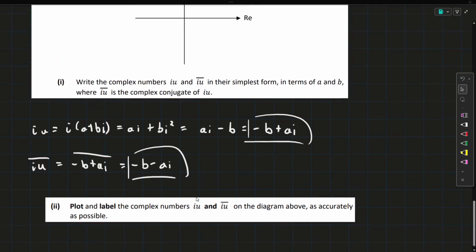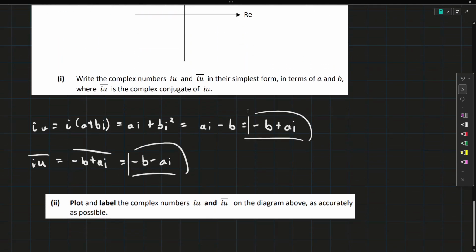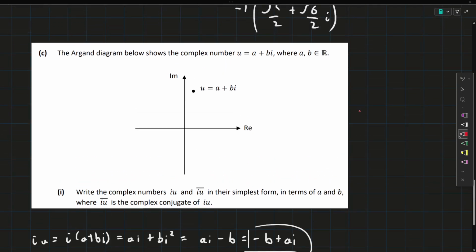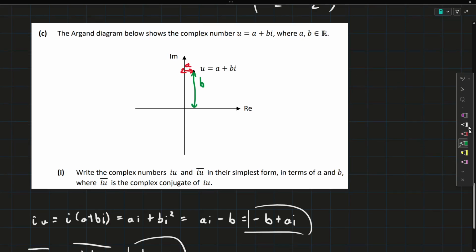Then we're told to plot them. So iu is minus b plus ai. So here we have a plus bi. So this is kind of complicated, so it will help if we look at the distances. The real distance here is like this. That's a. And then I'll do in green, this is the distance b. So we have minus b, which means we go roughly over here. And then plus ai, it's going to be roughly here.